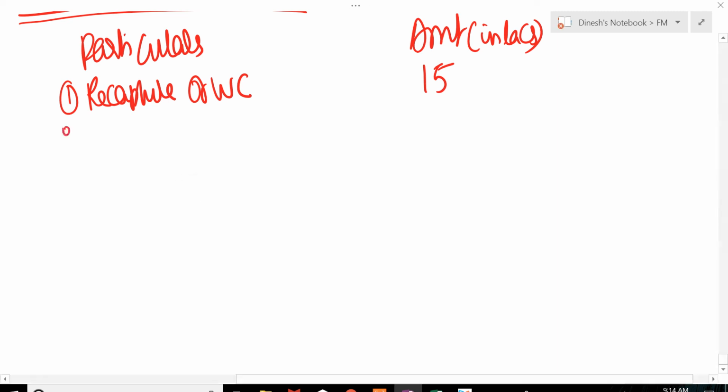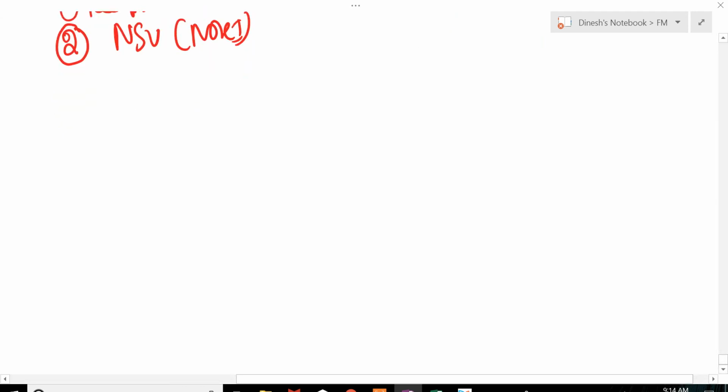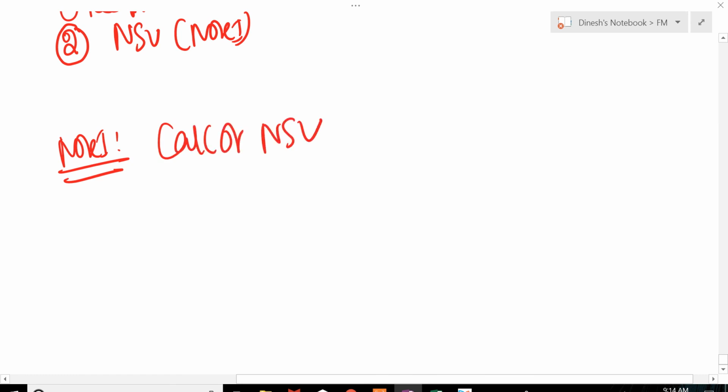Point number 2. NSV in bracket note 1. I'll have to do a separate calculation. There are 2 machinery. We'll do it as a separate calculation and then write a single amount here. NSV in bracket note 1. Come down, note 1. Calculation of NSV. Leave some 3 lines. Calculation of NSV.